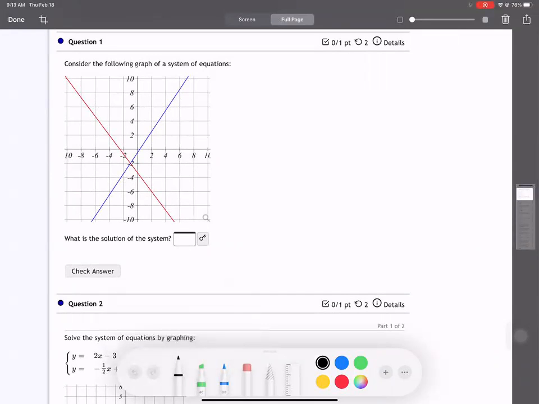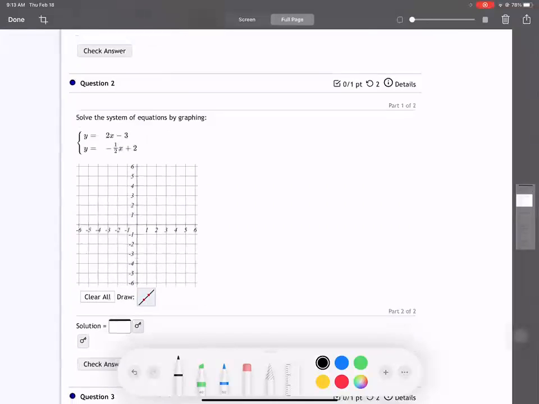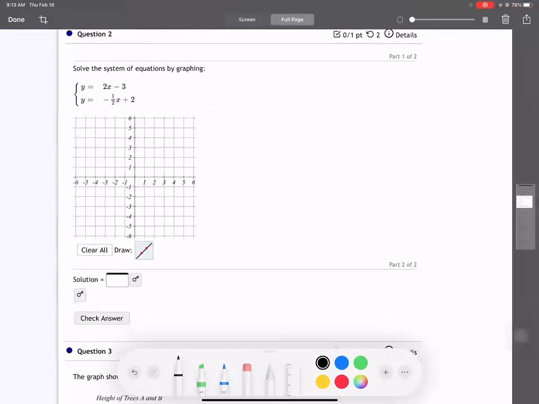Consider the following graph of the system of equations. What is the solution of the system? And hopefully you're looking here and you're seeing the solution is where they meet, and almost everyone got this right. And that's going to be at x is -1, and y is -2. So it's (-1, -2). That's it. That's all you had to write. So remember, you had the ability to check your answers. And if you wrote it wrong the first time, hopefully you were able to fix that.